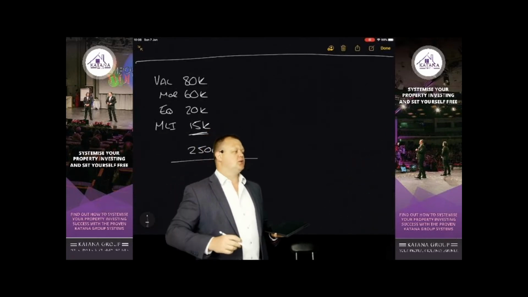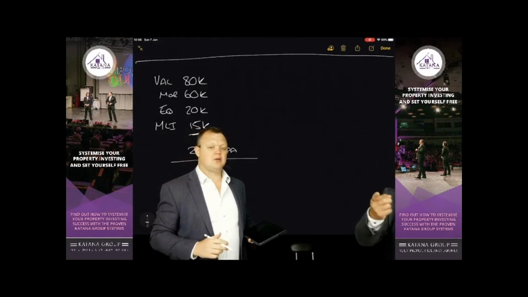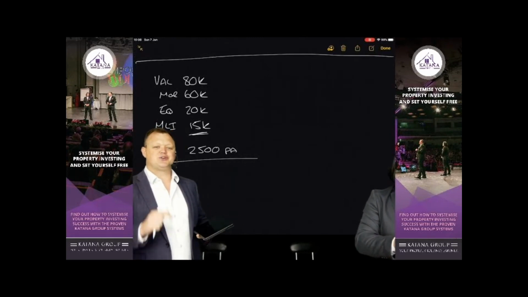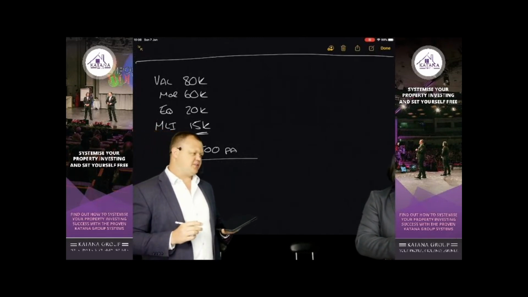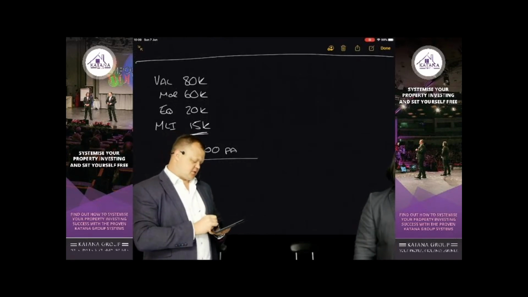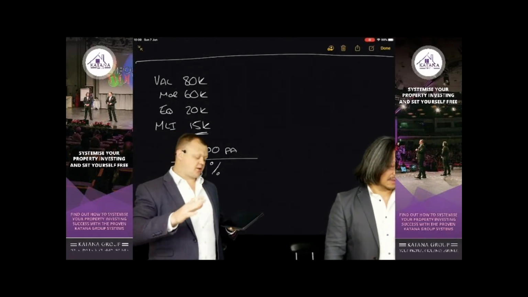Oh my god. You in front of it. I'm sure Imogen will do it before me. Go on, Imogen, let's see how fast you are. 2,500 divided by 15,000. 0.16. So this is like 16%, give or take.